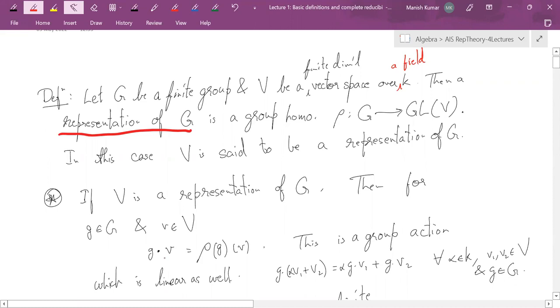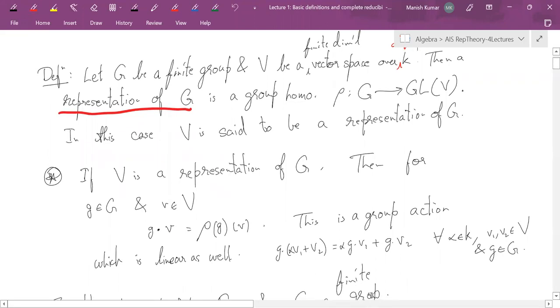So g dot v. We can use this notation g dot v. We define it as rho(g)(v). Yeah. So what g does is, g dot v is a transformation of v. Yeah. So maybe you can think of it as g acts on V. Yeah. Because g dot v will give you another vector, and this is an action because rho(g) is an automorphism. Yeah. So this is a group action, and it has a nice property that this is not just an arbitrary bijection of V, but it's a linear bijection.